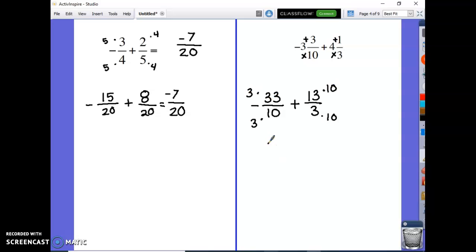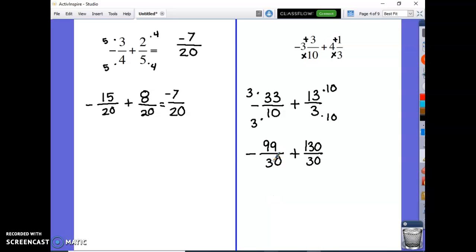3 times 33 is 99. 3 times 10 is 30. Transfer that negative sign. Move that addition sign. 10 times 13 is 130 over 3 times 10 is 30.